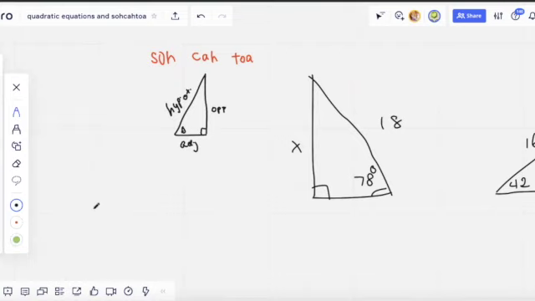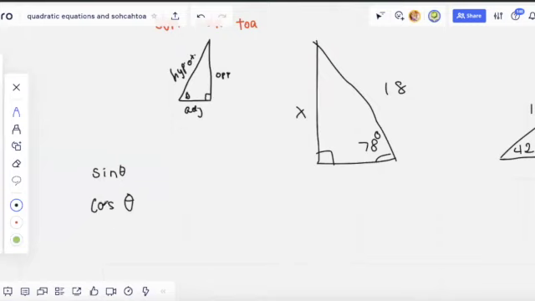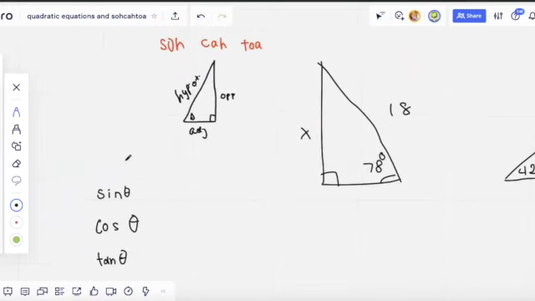But so we have three kinds of values that we can find using SohCahToa. We have sine theta. Theta is just any angle value. And then just like x as a variable, theta acts as the same thing. There's a cosine that we can abbreviate as cos, and then a tangent, which is just TAN.